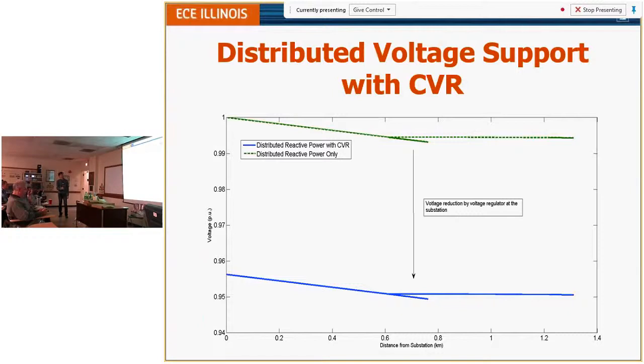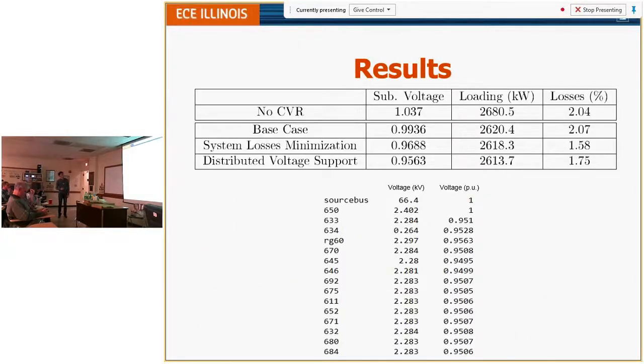And then after that, I use the tap transformer to set the voltage to the lowest possible, which does not violate the under voltage, which is 0.95 here. And this is the result after it. And I'll show you the numbers. So before, with no CVR, the substation is 1.037, and you can see your loading is 2,680, and your loss is 2.04. On the base case, you just perform CVR, then you can just bring down the voltage to 0.99.